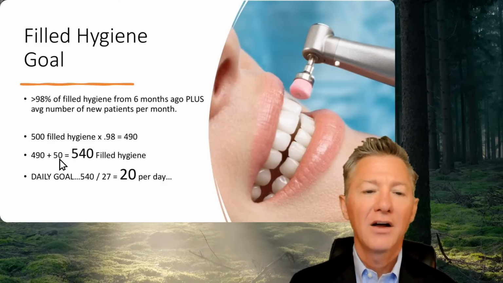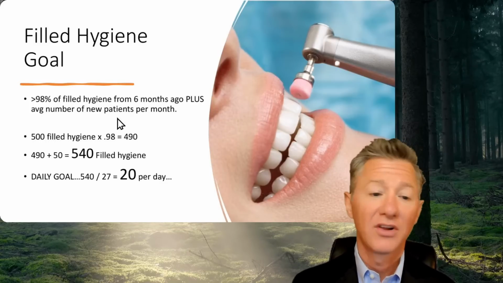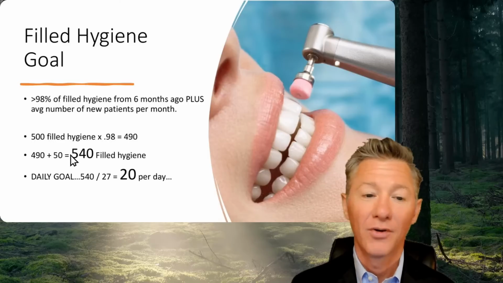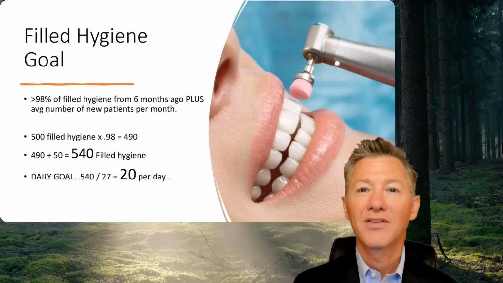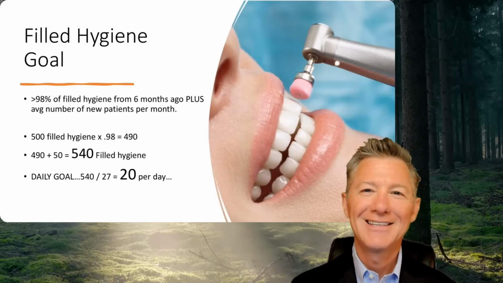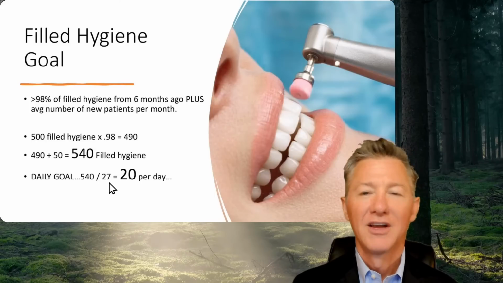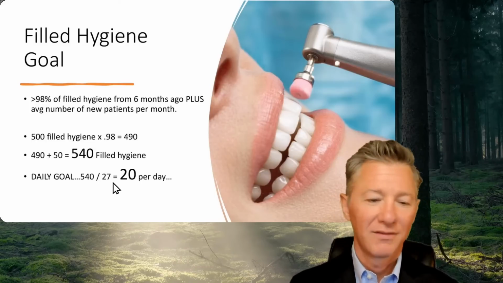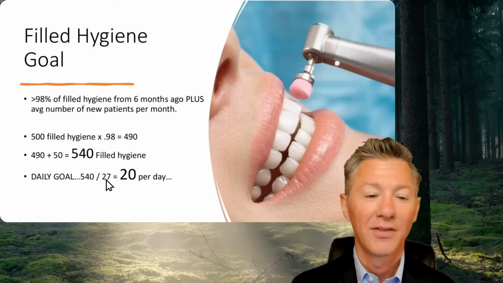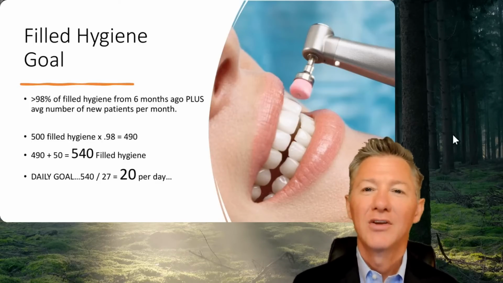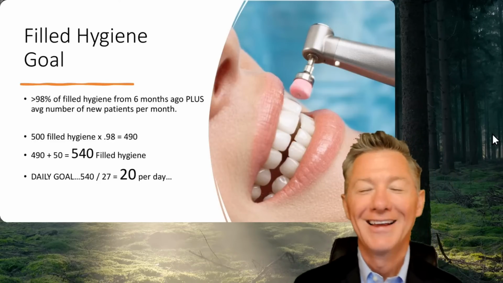Then all I do is add my average number of new patients that I receive every month. Let's say I receive 50 new patients every month. So my 490 plus 50 means that my filled hygiene goal this month is going to be 540 filled hygiene. And I even break that down into a daily goal. If this is August, and your office is open 6 days a week, that means you'll have 27 working days this month. So 540 divided by 27, you should be seeing 20 filled hygiene appointments per day.